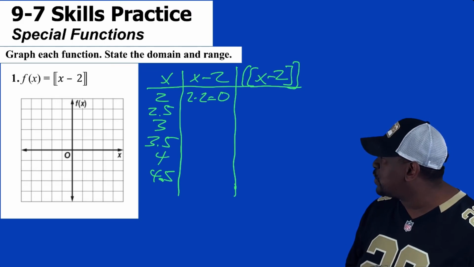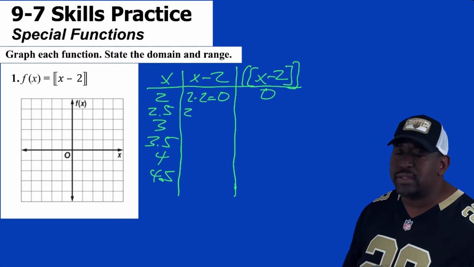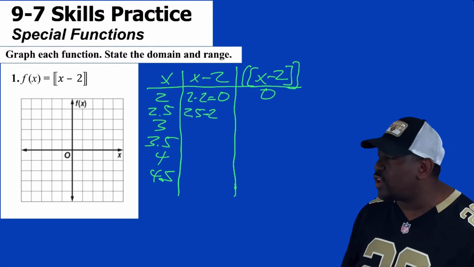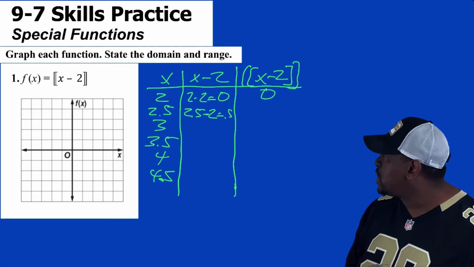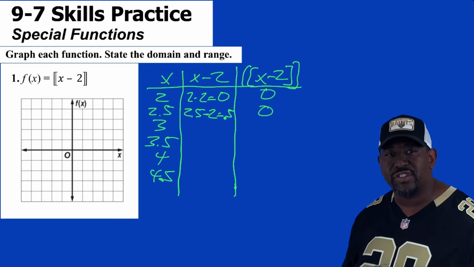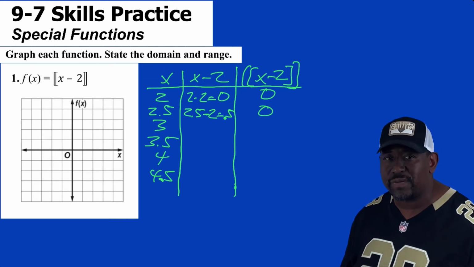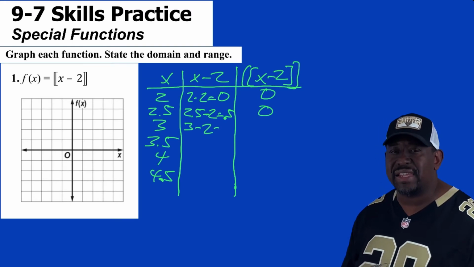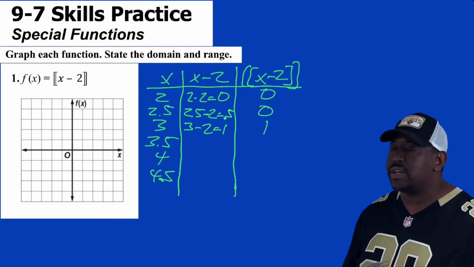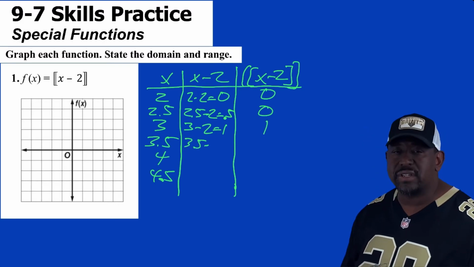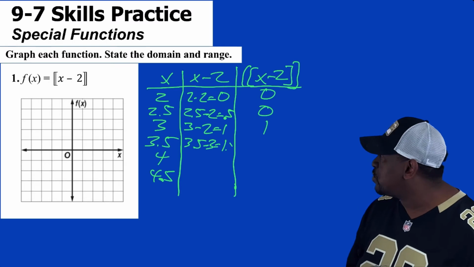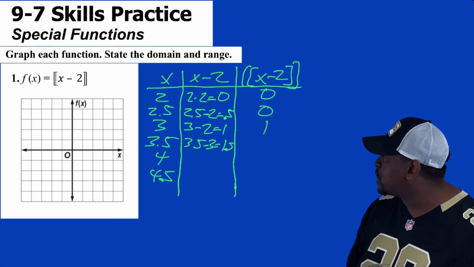So we go from 2 to 4.5. 2 minus 2 is 0. The step for that, the integer closest to 0, obviously is 0. 2.5 minus 2 is 0.5. Again, the integer that's closest to 0.5 that is less, it can't be over, it's going to be 0 because it doesn't quite get to integer 1. It's not big enough. So it's between 0 and 1.